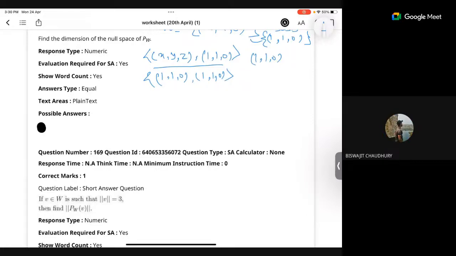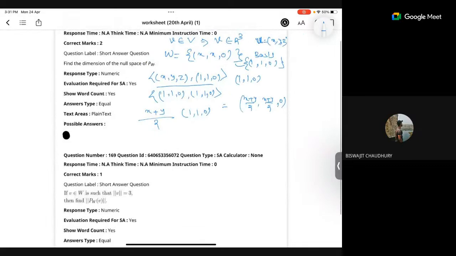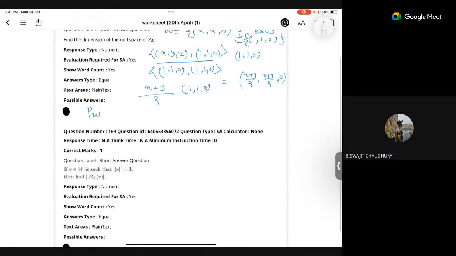The question says the inner product is the usual dot product. So what will be the dot product of X, Y, Z with 1, 1, 0? It is X plus Y, upon 1 plus 1, that is 2, into 1, 1, 0. That becomes X plus Y by 2, comma X plus Y by 2, comma 0. So we have found PW of X comma Y comma Z is equal to X plus Y by 2, comma X plus Y by 2, comma 0. Yes, this is the projection formula.